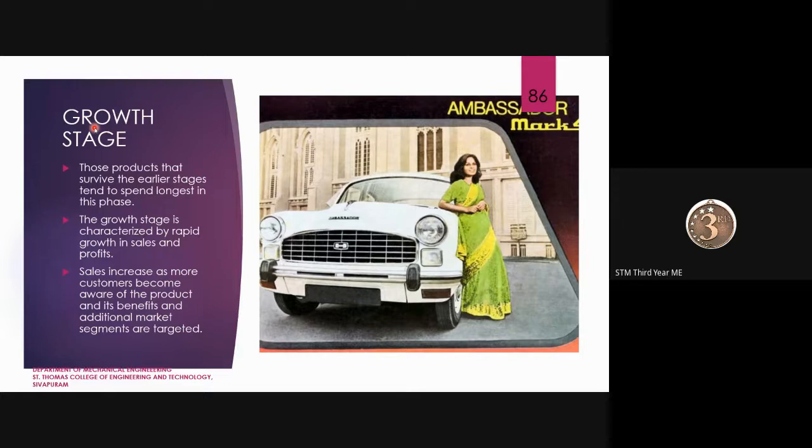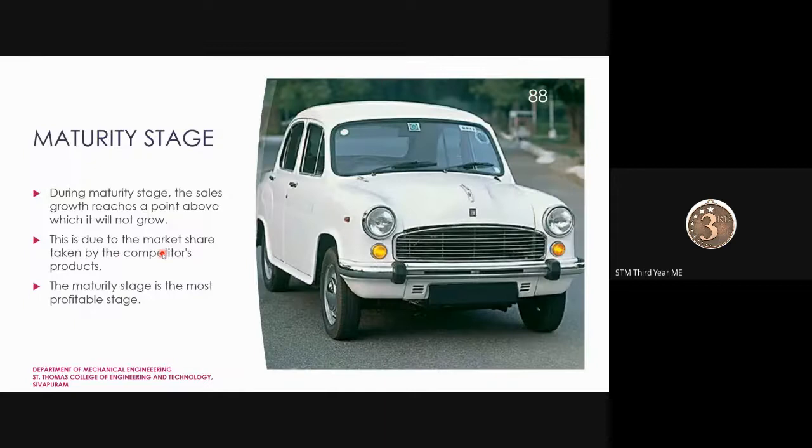And sufficiently, the growth stage will be small during a shorter product life cycle. So if you have a larger growth stage, you can incur more profit margin, and obviously the product life cycle will be greater. So it will be present more time in the market. So the growth stage is always characterized by rapid growth in sales and profits. Next comes the maturity stage.